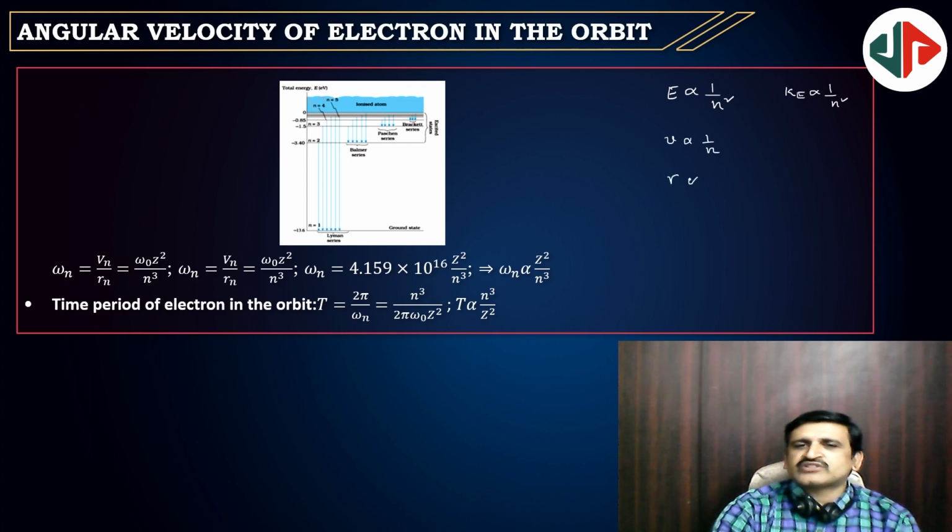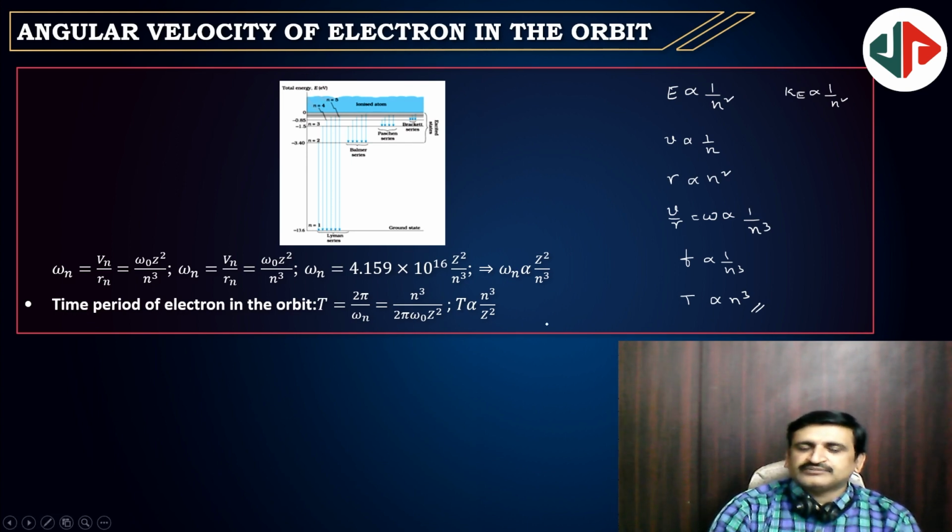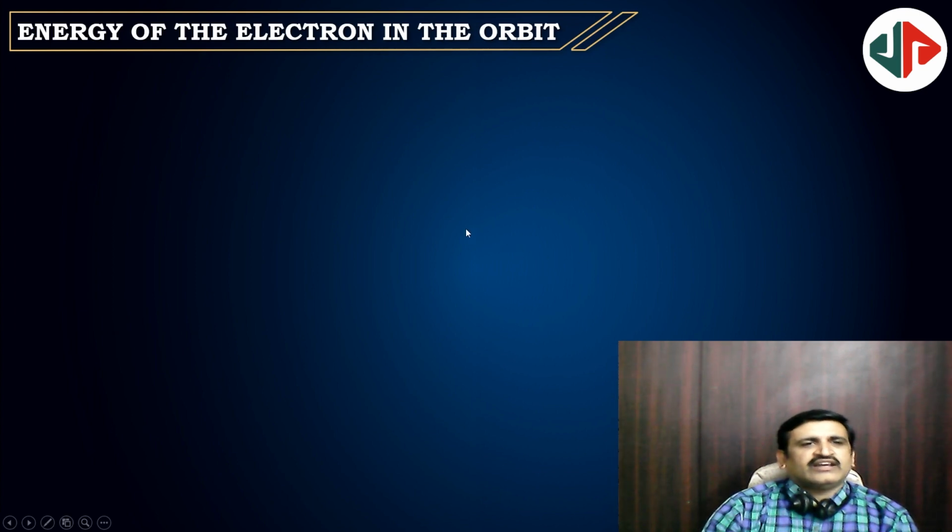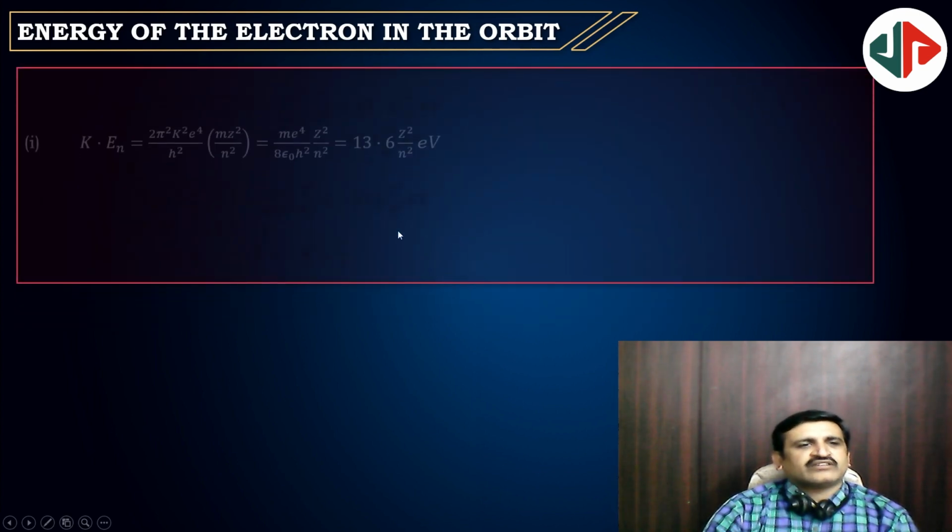R is proportional to n square. And V by R, which is omega, is proportional to 1 by n cube. And of course frequency is proportional to 1 by n cube. Time period is proportional to n cube. Many things you can solve with this formula. Take care.